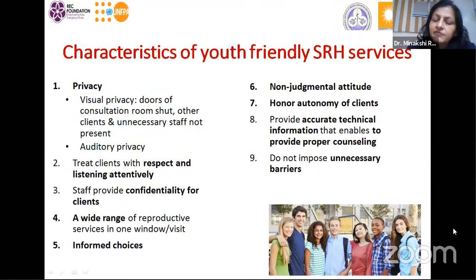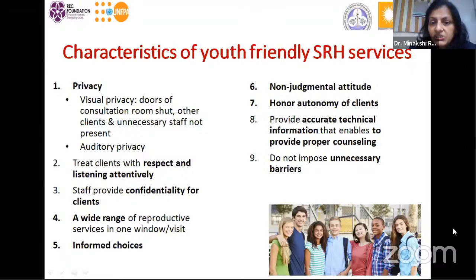These are mainly covered by Dr. Pratima. I will just highlight a few points: we have to maintain privacy, in the form of visual as well as auditory privacy. The healthcare worker has to maintain respect and confidentiality, and we should listen to them attentively. They may be hesitant, they may not be very friendly to you in the beginning. As much as possible, a wide range of reproductive health services should be provided in minimum visits, and informed choices should be given. Our attitude should be non-judgmental.